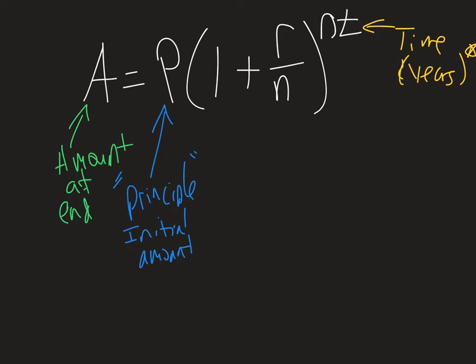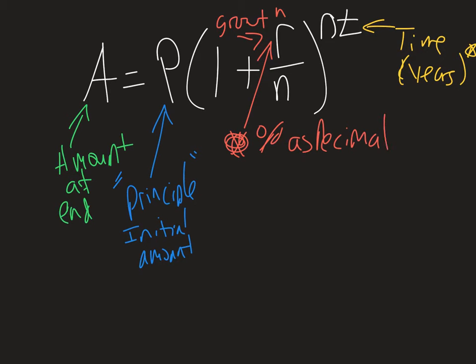Okay? R is your growth rate or your decay rate, if necessary. So this would be usually a percentage that you turn into a decimal. So if it's 3%, it's 0.03. And we'll do an example to kind of illustrate this.